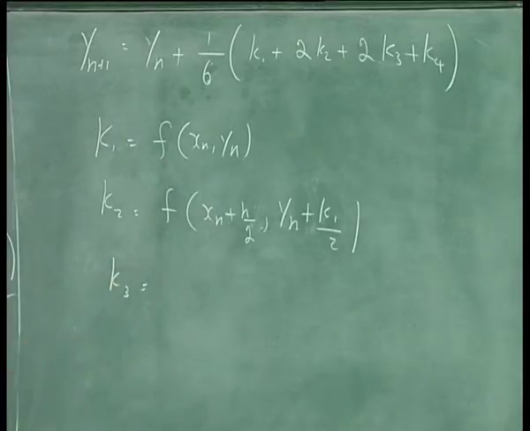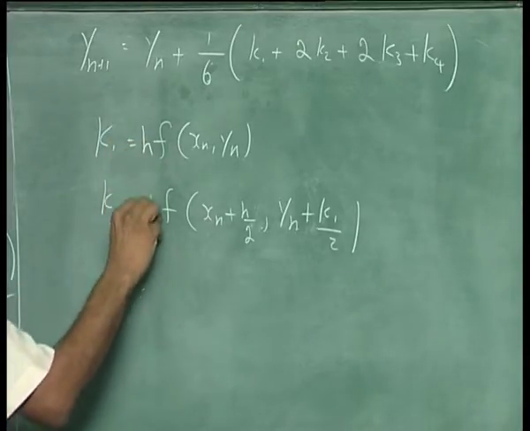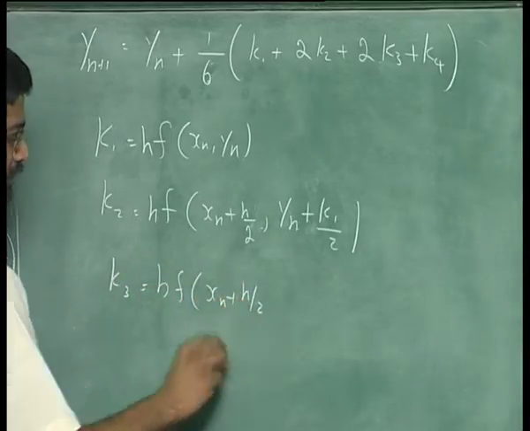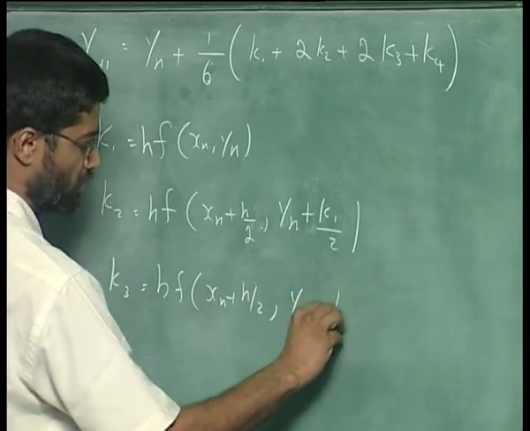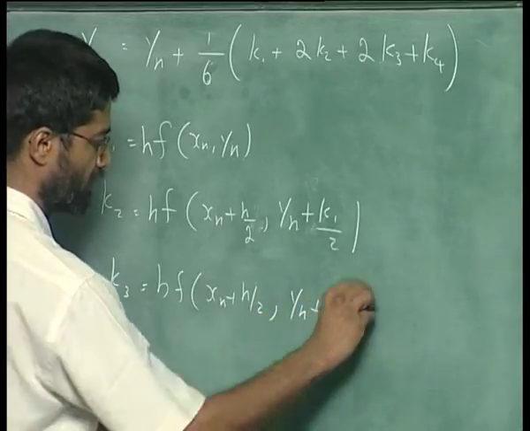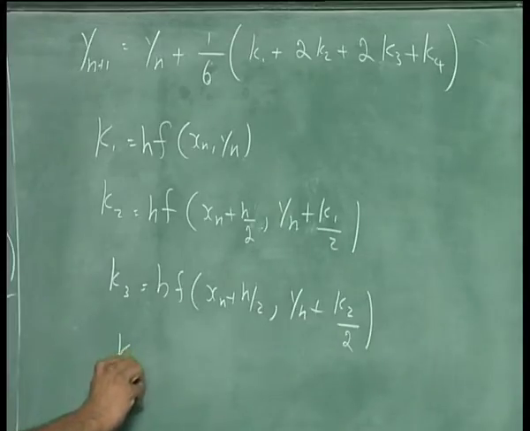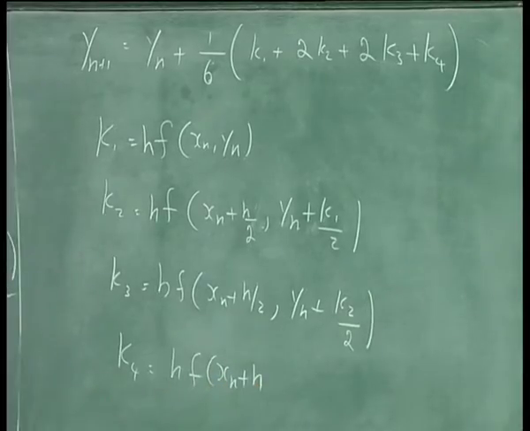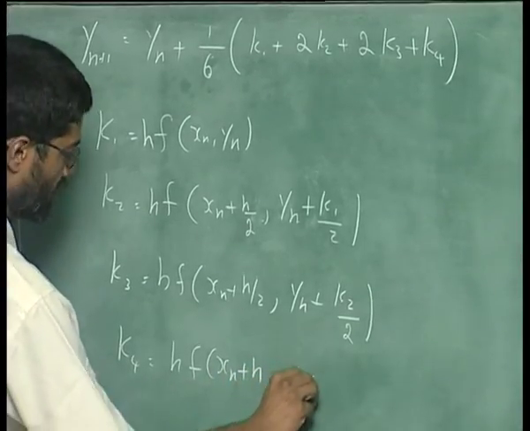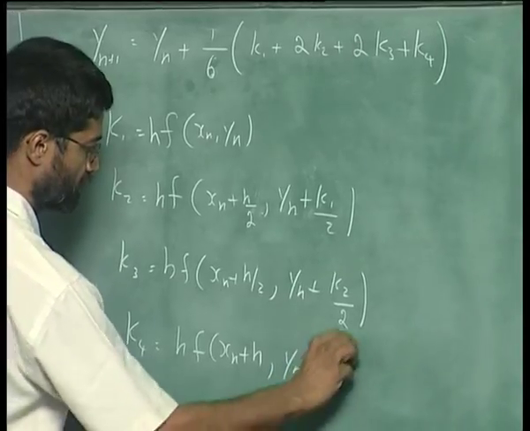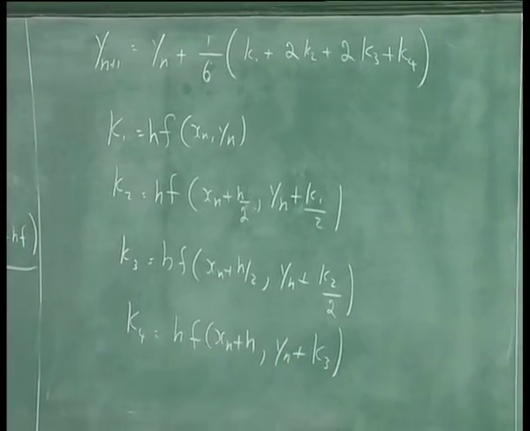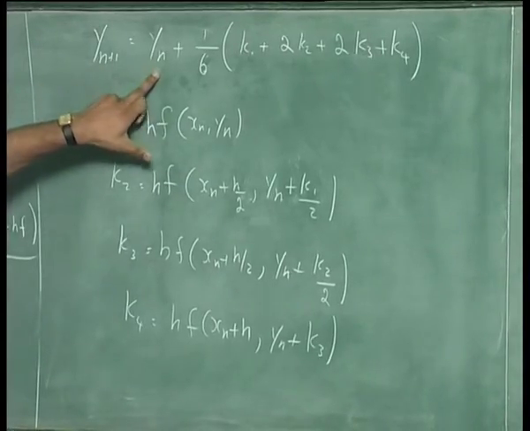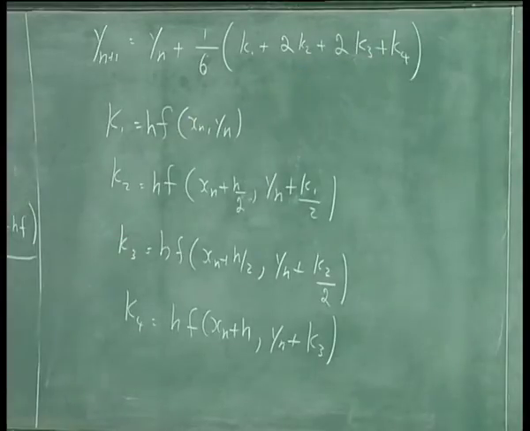So we just write this on the board here. That is, k3 is h times f at xn plus h by 2 comma yn plus k2 by 2. And then k4 would be h times f at xn plus h comma yn plus k3. So that's the full solution. So we have to write yn plus 1 as yn plus the 4 derivatives. So we have to evaluate the derivative 4 times.